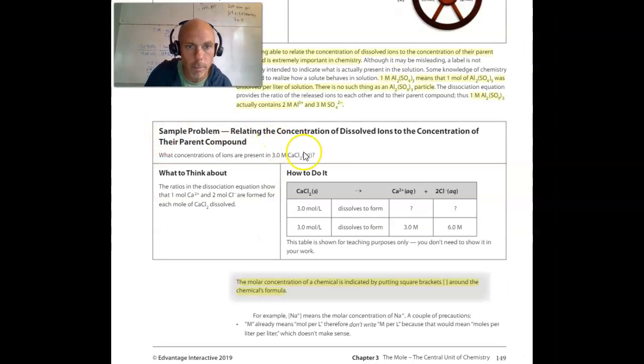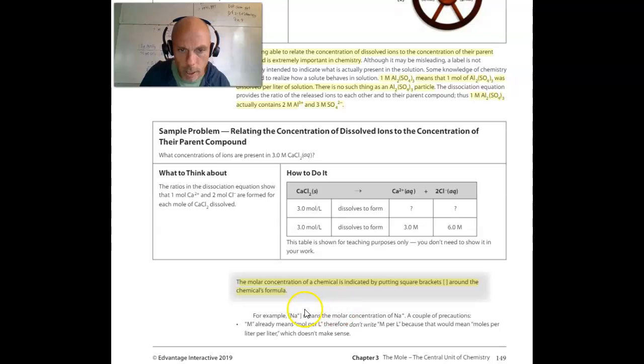This sample problem gives us another opportunity to explore that concept. It's asking what concentration of ions are present in a 3 molar calcium chloride solution. Again, there's no such thing as calcium chloride particles. It dissociates into calcium ions and chloride ions. Well, there's 1 calcium ion per calcium chloride, and there's 2 chloride ions. So if we had a 3 molar calcium chloride solution, because there's 1 calcium ion per calcium chloride, the concentration would be 3 molar. But because there's 2 chloride ions, the concentration would be twice that. It would be 6 molar chloride and 3 molar calcium.